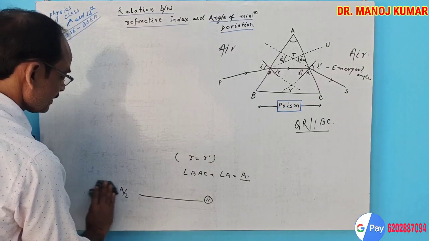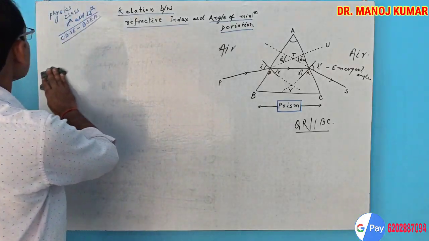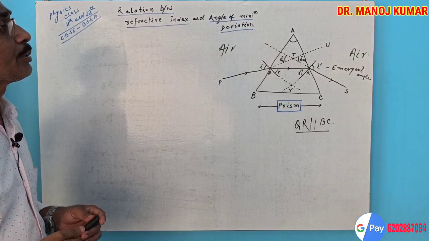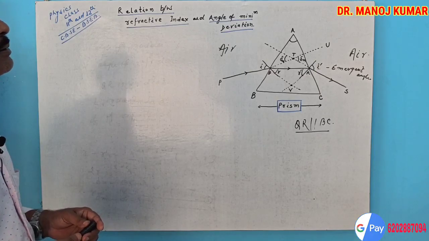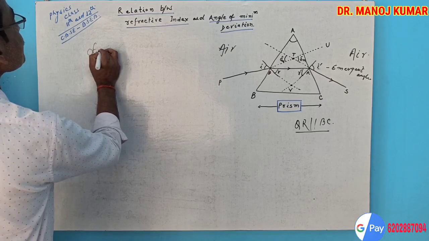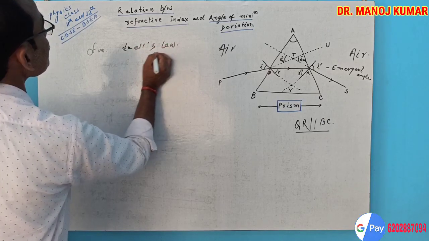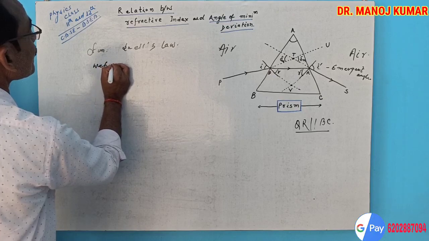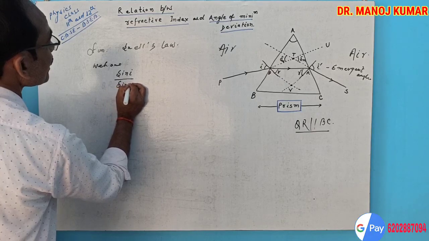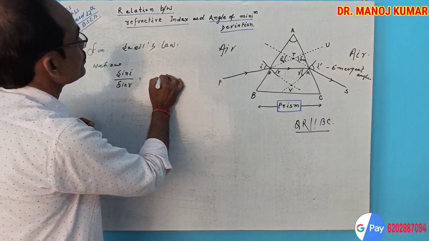Snell's law stated that the ratio of incident angle and the refracting angle is constant. So therefore, from Snell's law, we have sin I upon sin R equal to mu constant.